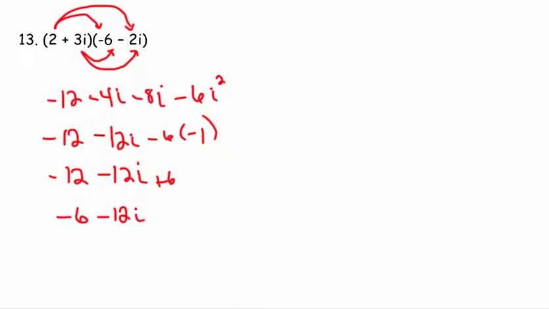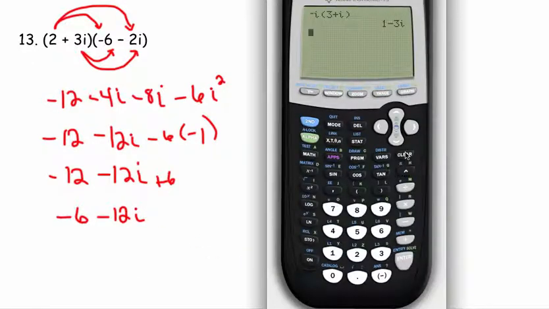So let's throw up my calculator and double check myself. Clear that out. I'll have 2 plus 3i times negative 6 minus 2i. And I get negative 6 minus 22i. So I have messed something up somewhere. 2 plus 3i, negative 6 minus 2i. Let me go back and double check all my math.